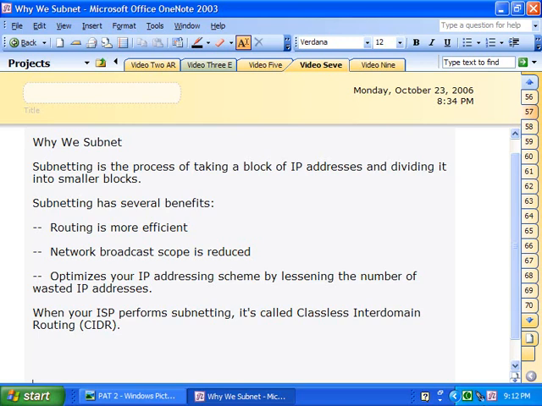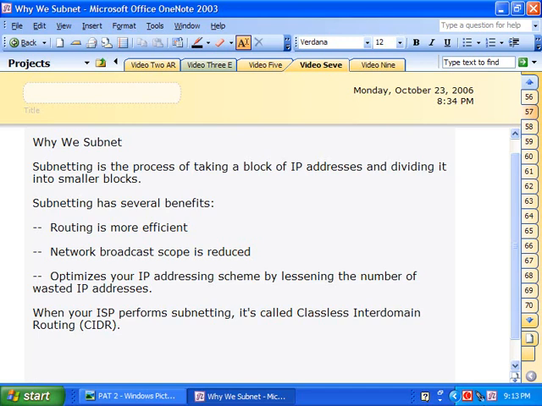Now let's get back to why we're subnetting in the first place. Why are we doing this? Well, subnetting itself is the process of taking a large block of IP addresses and dividing it into smaller blocks. That's all you're doing. When a company, we talked about a company or a school purchasing routable addresses, you're not going to be given an entire huge range of addresses unless you're willing to pay a lot of money for them. You're going to be given just enough addresses to get the job done.